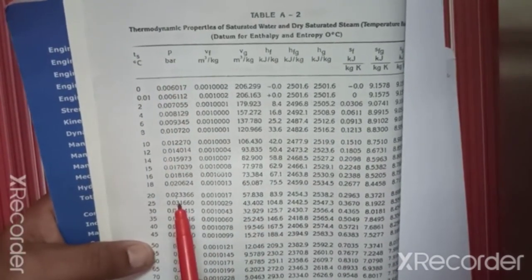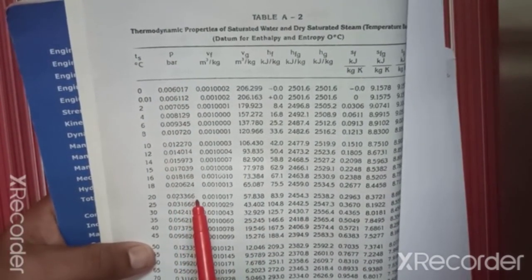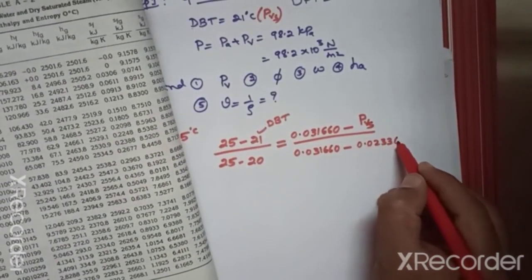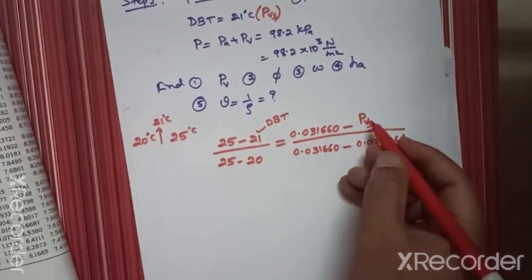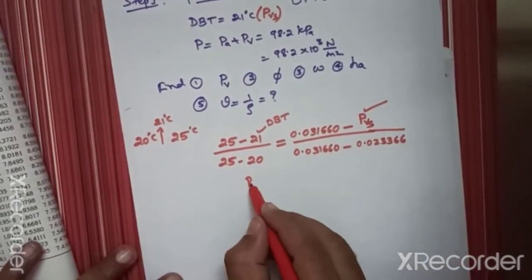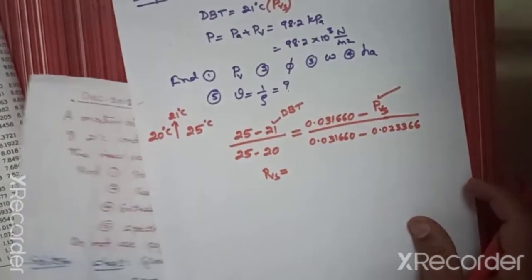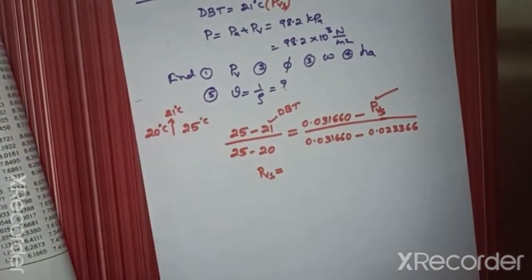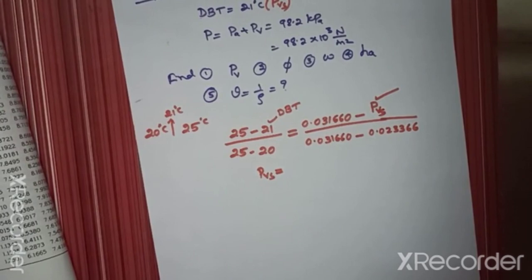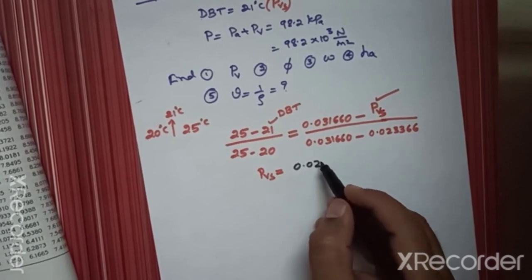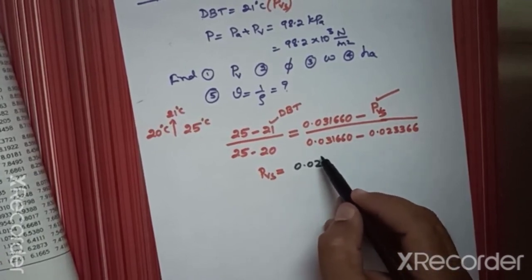So 0.023366. I will write it here, 0.023366. Now the only unknown is PVS. So calculate the PVS. You will get the value using the calculator. To calculate the value of PVS, the value will be at around 0.02501 bar.